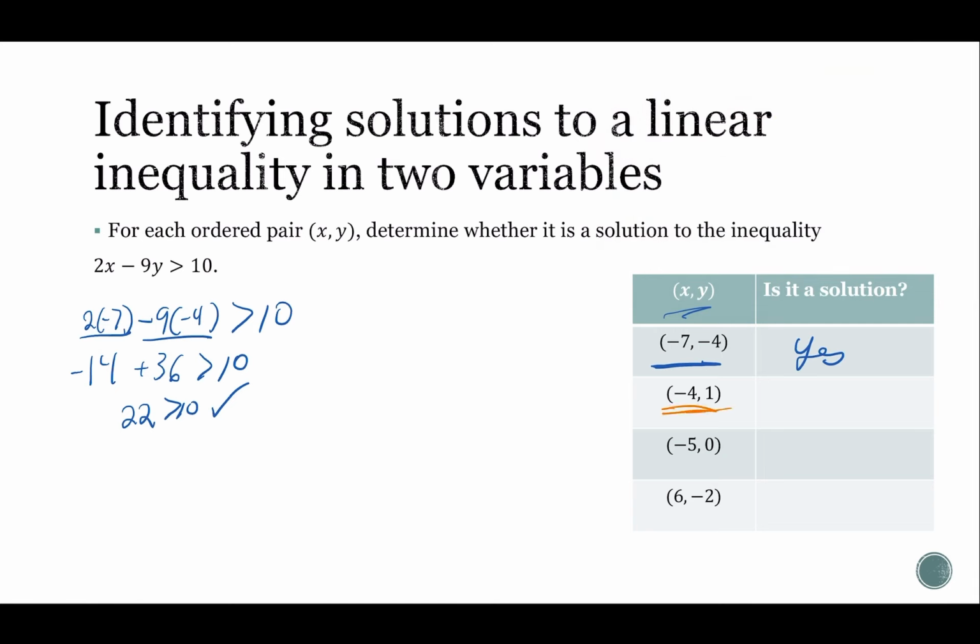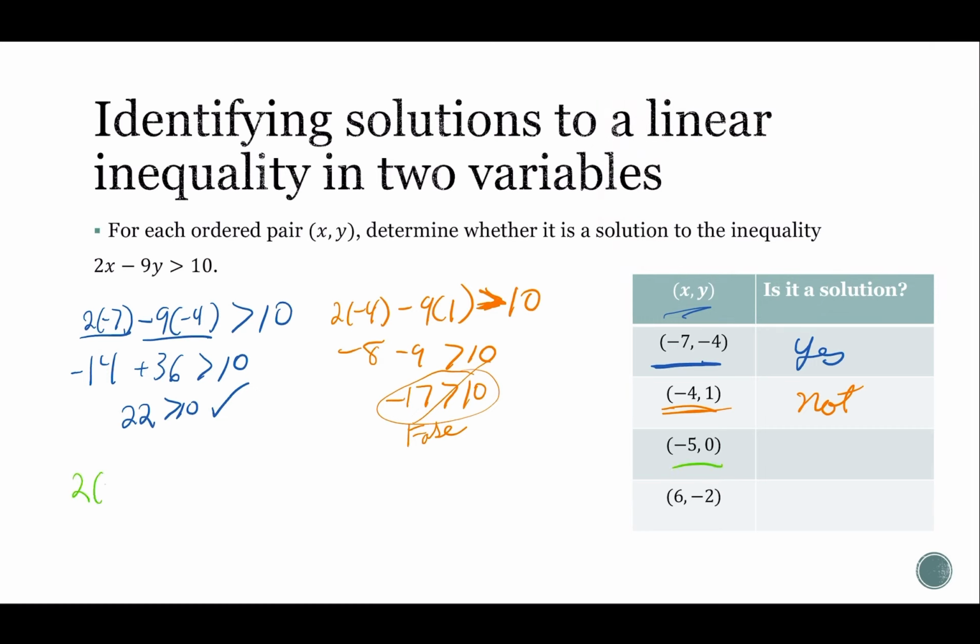Let's change color for -4, 1. I have 2 times -4 minus 9 times 1 is greater than 10. That means -8 minus 9 is greater than 10. That's not going to be true, right? This is false. So this is not a solution. Next, I have -5 and 0, so I have 2 times -5 minus 9 times 0 is greater than 10. That gives me -10 is greater than 10. This is false, right? This is not a solution.